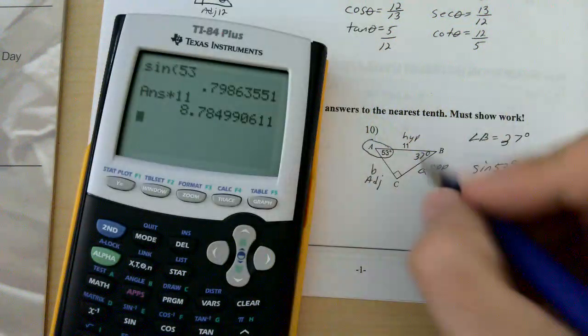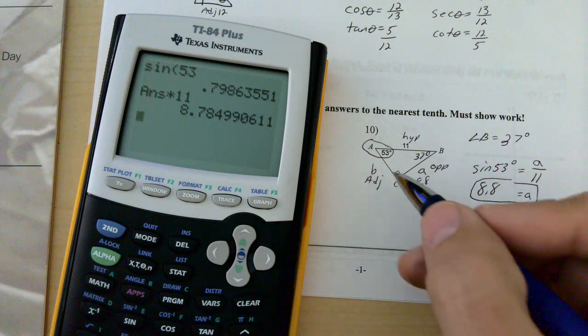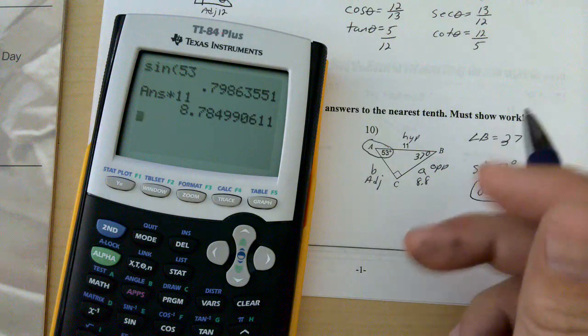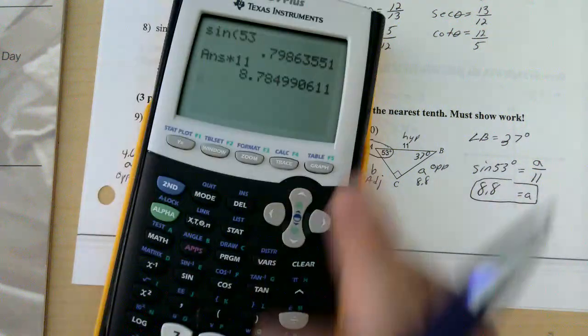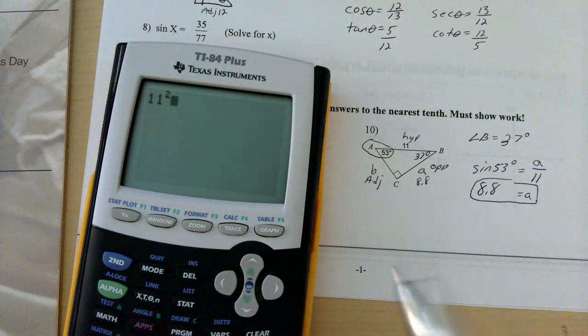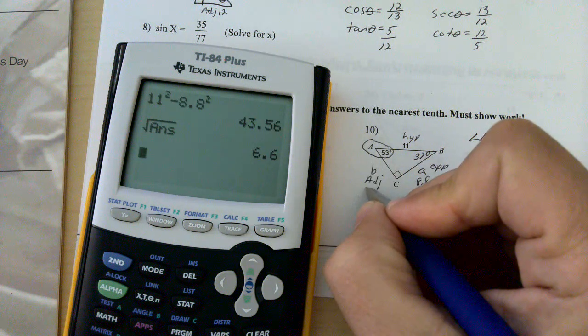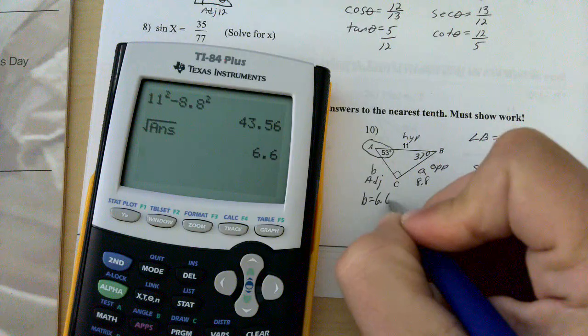Okay, so once I know that, I no longer need trig. I could use trig. I could use cosine to find B. Okay, but I'm just going to use the Pythagorean theorem since I know it's my hypotenuse. So my hypotenuse squared is 11 squared, minus that 8.8 that we just found. It's about 43.57, and I'm just going to take the square root of that answer, and I'm going to see it's about 6.6. Okay, so B is 6.6.